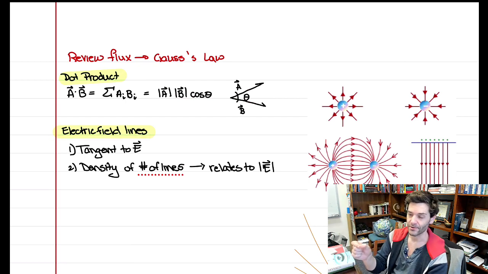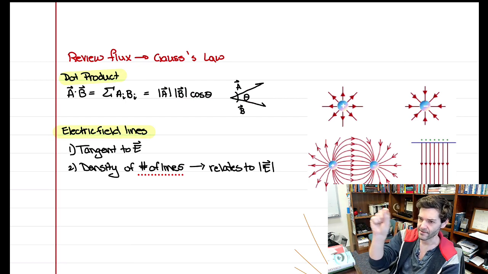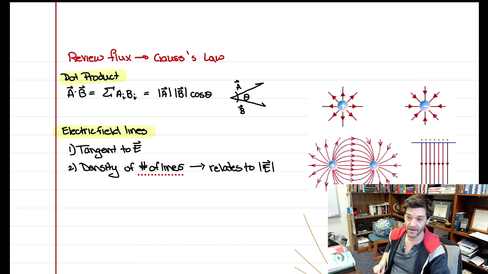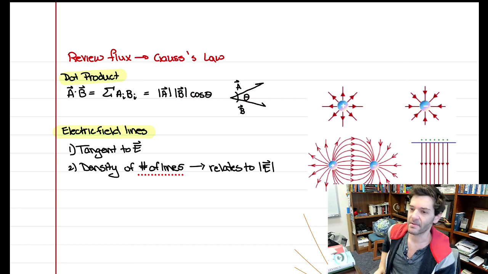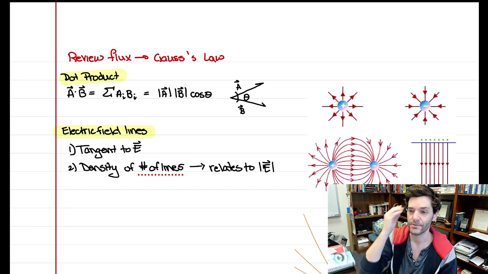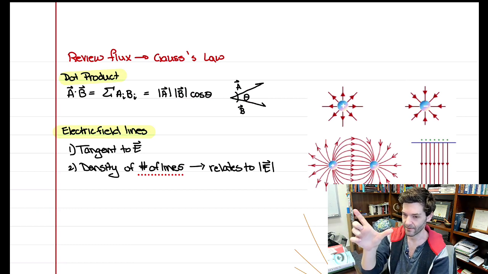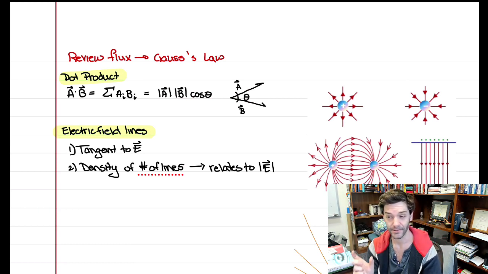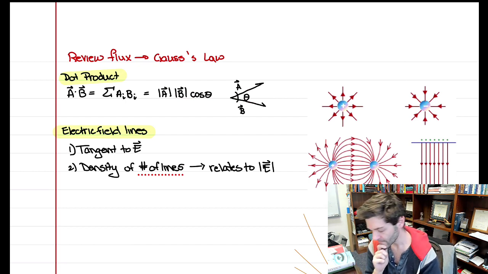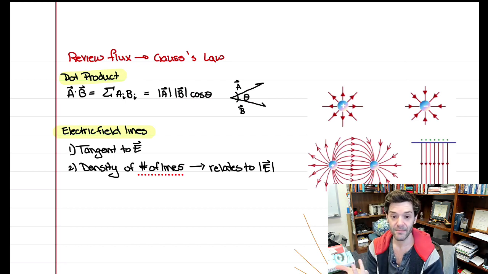When we were talking about electric fields, we were always drawing a bunch of little arrows, what we called a vector field. Everywhere in space, we drew a little arrow that corresponded to the direction, and the length of that arrow gave you the magnitude of the electric field at that point. We can do the same thing with electric field lines.